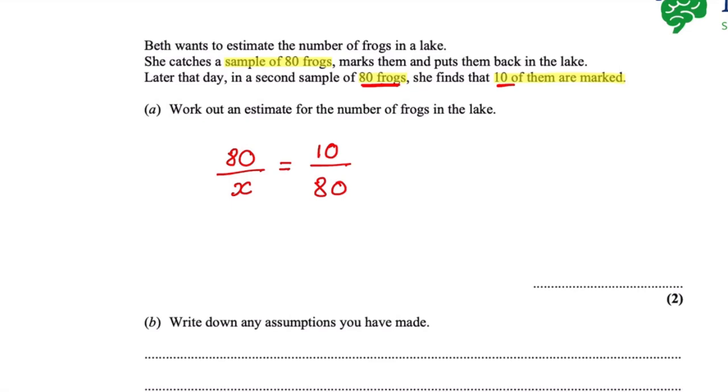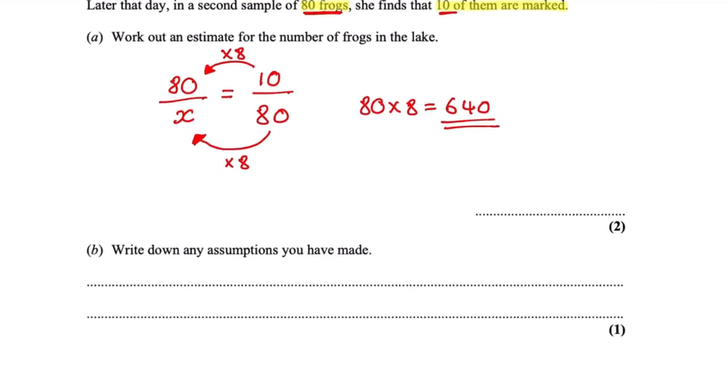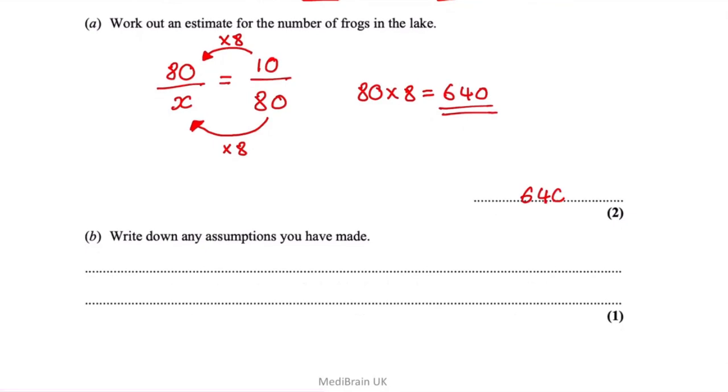Okay, now this is the equivalent fractions. 10 to get to 80, what do we have to do? We have to multiply by 8. 80 to get to x, because it's equivalent fractions, we have to do the same. We need to also multiply by 8. Okay, so 80 multiplied by 8 is going to give you an answer of 640, which everybody got. Well done, everyone. Okay, so we've got 640.